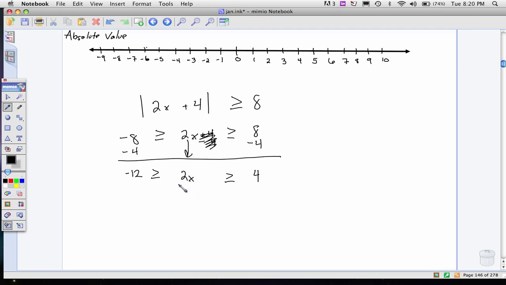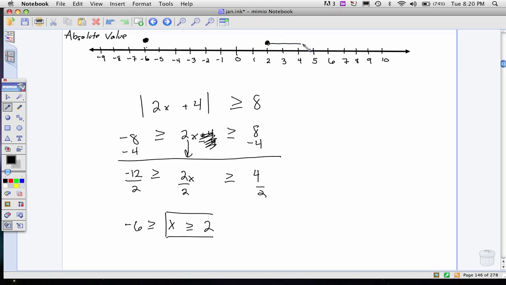and brought down my 2x here, and finally I have to divide by 2. My final answers are negative 6 greater than or equal to x greater than or equal to 2. Now, my answers are obviously up here at 2 and negative 6. Now they're filled in circles because they're equal to these values also.